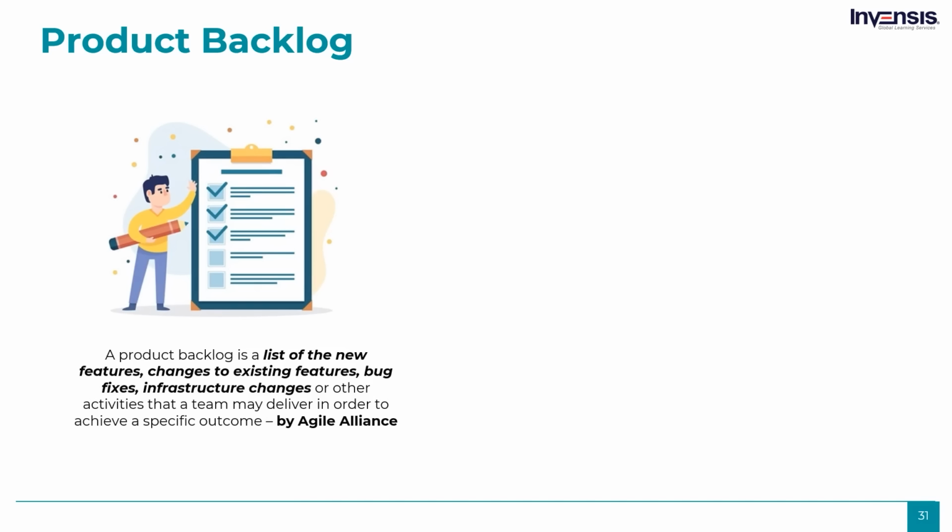Product backlog. Obviously, when you are working on a project you have a list of user requirements, new features, bug fixes, infrastructure changes, and such. All these items are listed in an artifact and that artifact is referred to as backlog. The product backlog is the single authoritative source for things that a team works on.